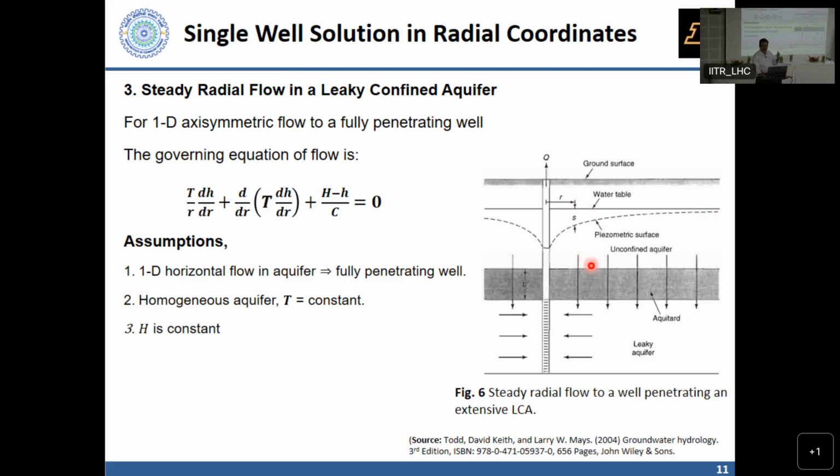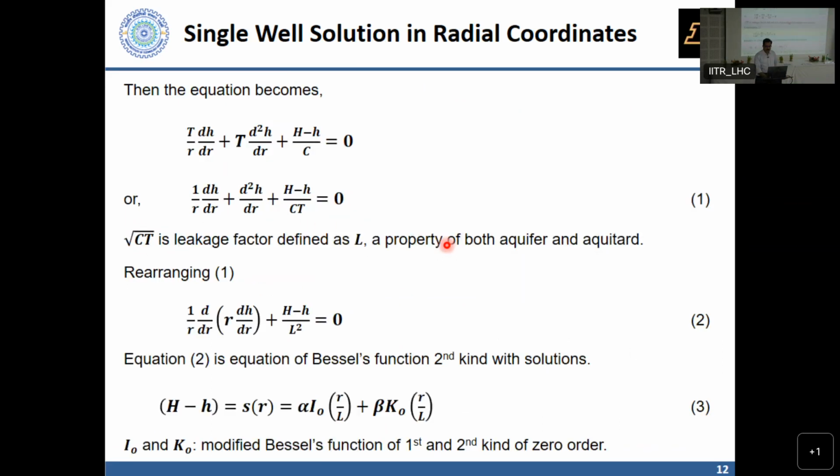All right. So again, we'll define our drawdown as the change in the piezometric surface from the original height, which we'll take as the water table, and the piezometric surface after some steady state has been achieved. But this is our governing equation now.